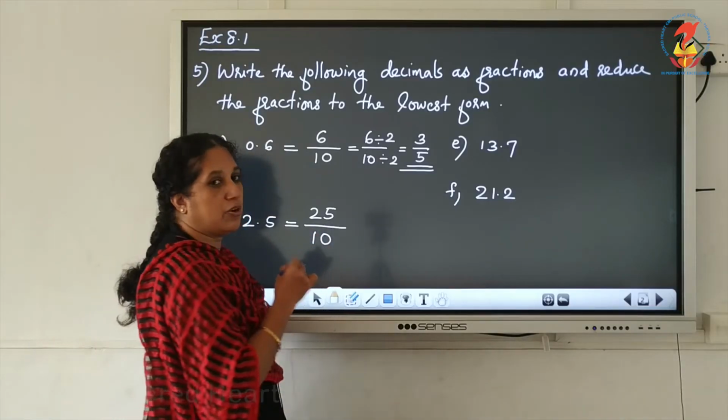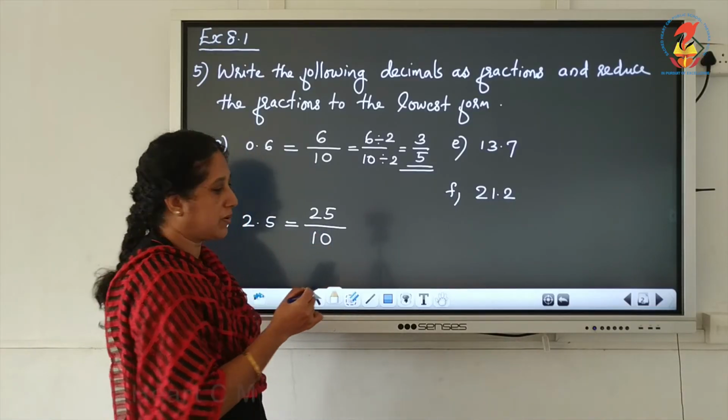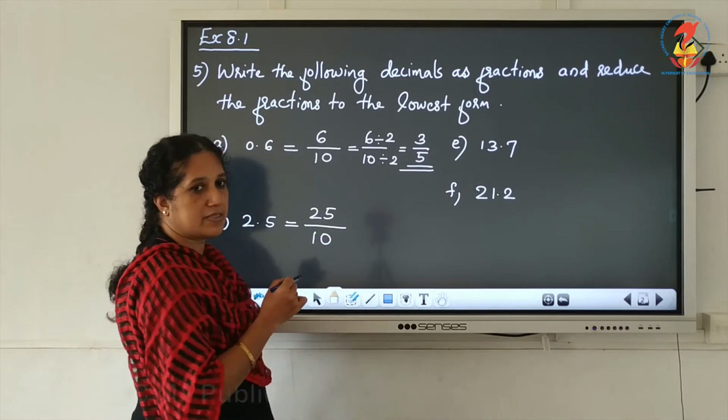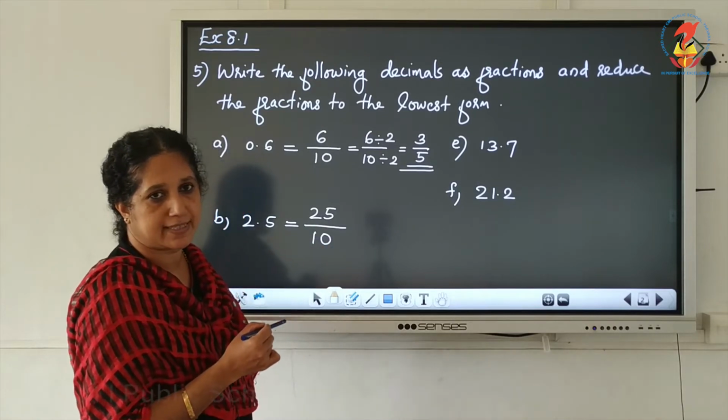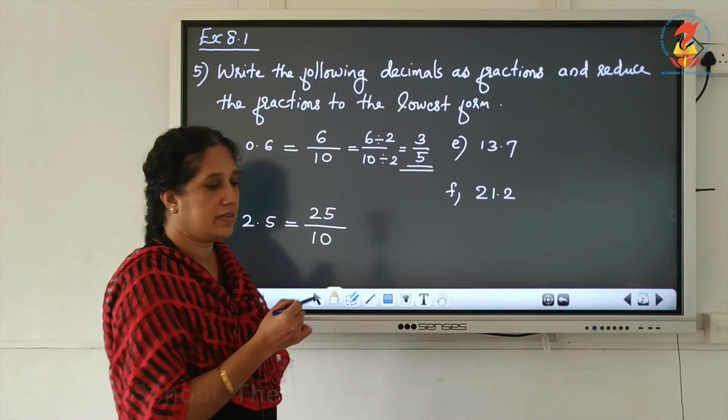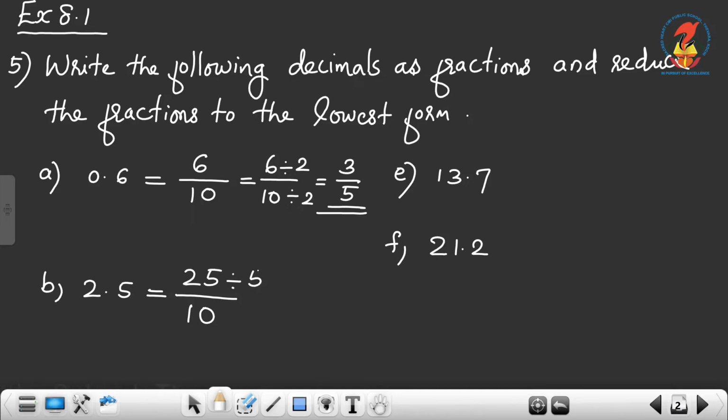Now, reduce to the lowest form. Find the highest common factor for 25 and 10. Which is the highest common factor? 5. So we can divide both numerator and denominator by 5. So we will get 5 by 2. So the lowest form is 5 by 2.